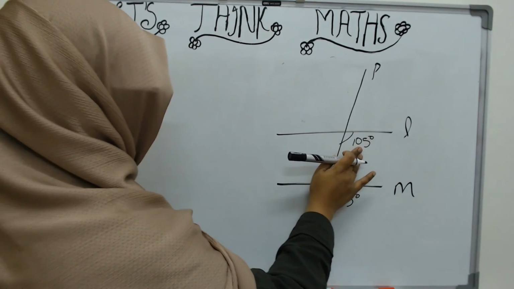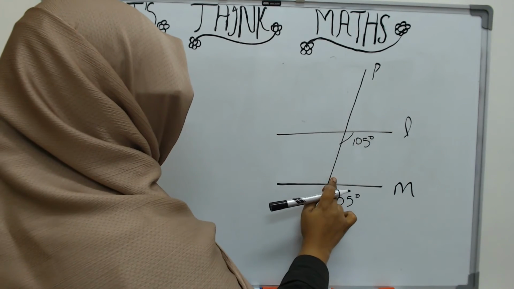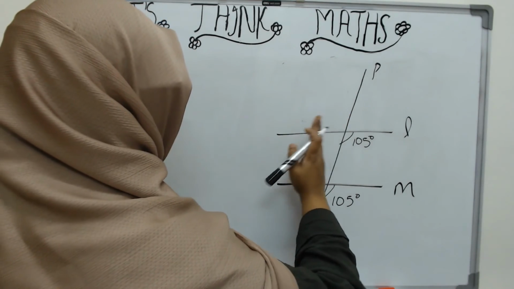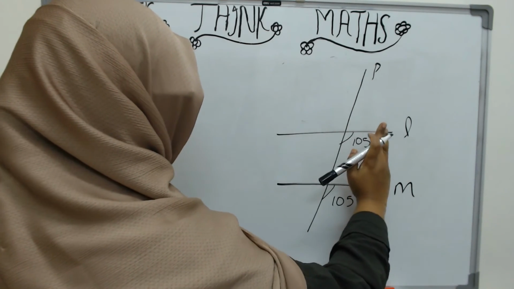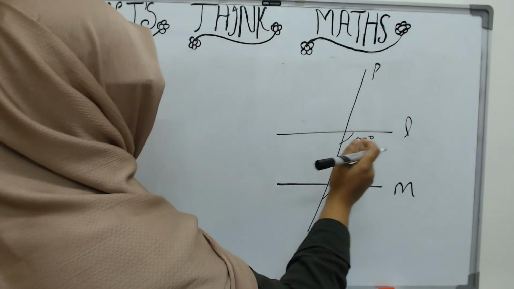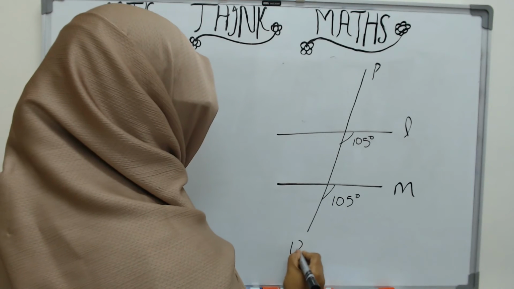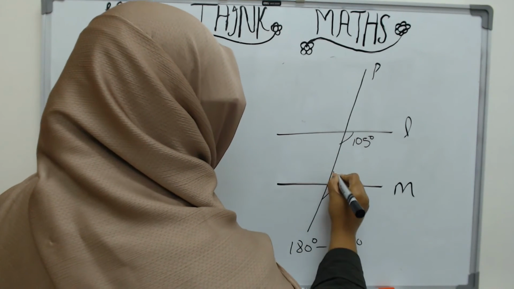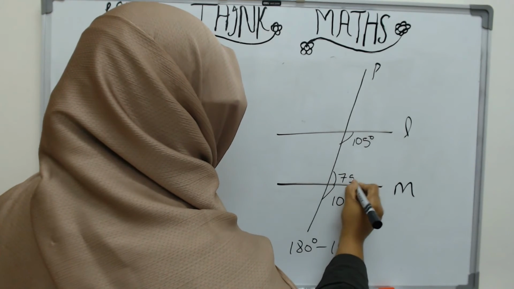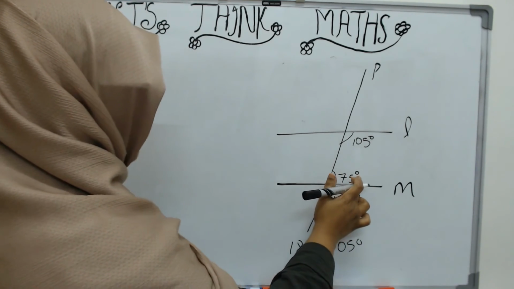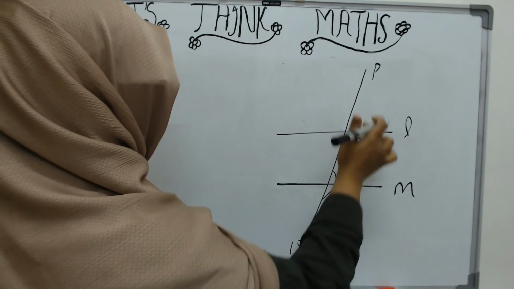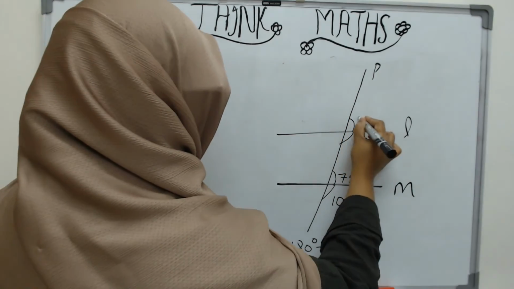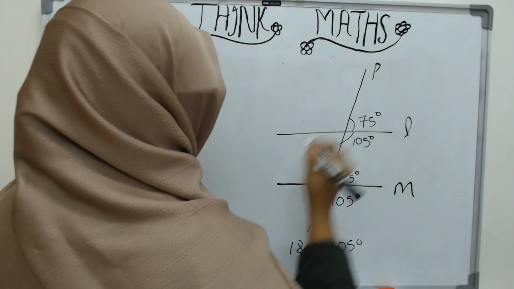Now if this is 105, what will this be? We proved that the interior angles on the same side of the transversal will be supplementary. So what will this be? This will be 180 minus 105, and that would be 75 degrees. Now if this is 75 degrees, what about its corresponding angle here? Its corresponding angle here will always be 75.